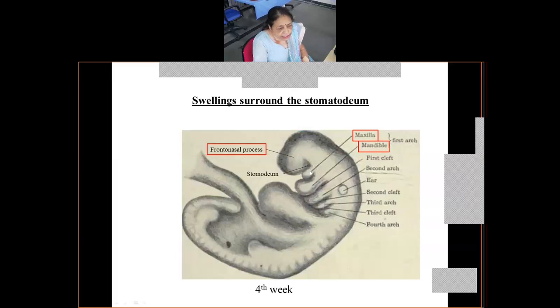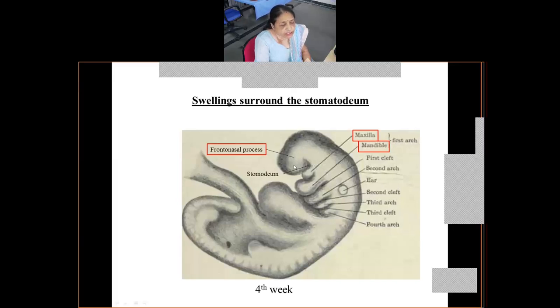Now, you have already been taught by Dr. Amita about the pharyngeal arches. There are 6 pharyngeal arches. The fifth arch will disappear soon, and from the first arch, two processes are projecting. One is the maxillary process, and another is the mandibular process, and the mesoderm of these will form the arch.